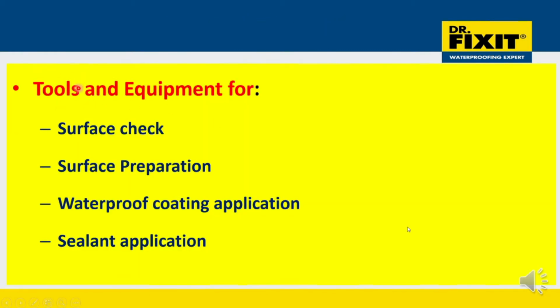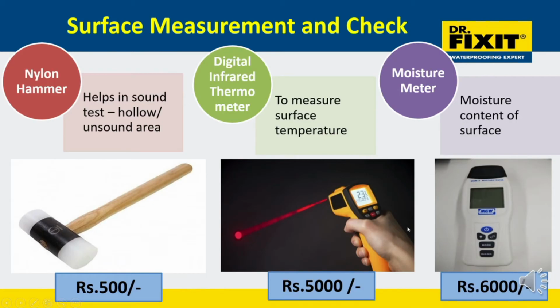Now let us understand the tools and equipment which can be used on the site for surface check, surface preparation, waterproofing coating application and sealant application. We will discuss them one by one in this session. For surface measurement and check on the site, we can use the following equipment as shown in the picture for a better result. For example, the nylon hammer.